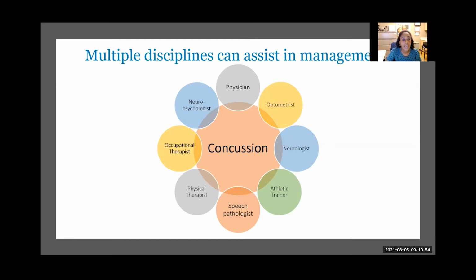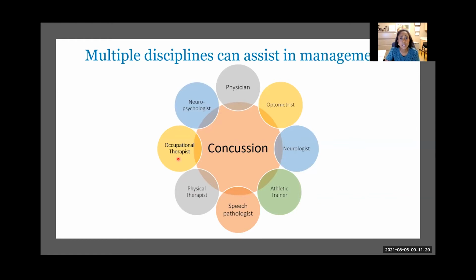We're very fortunate to have all of these specialists here in our clinic, with the exception of speech pathology. We don't have that currently, but we start with our physician. The patient would come in and see our physician for care, and he or she would identify some areas of deficit and then order relevant specialties to follow. So we do have neuropsychology, neurooptometry, a neurologist, athletic trainer, physical therapist, and of course myself as an occupational therapist.